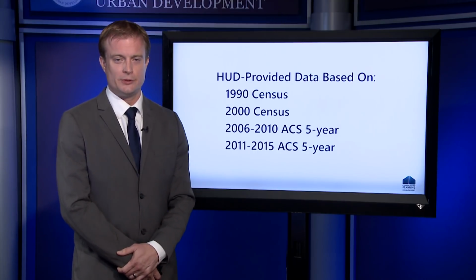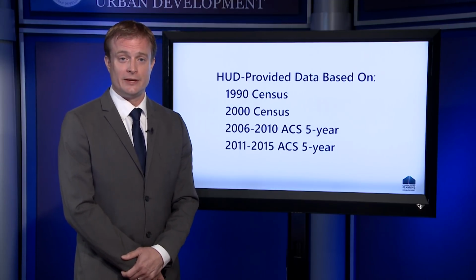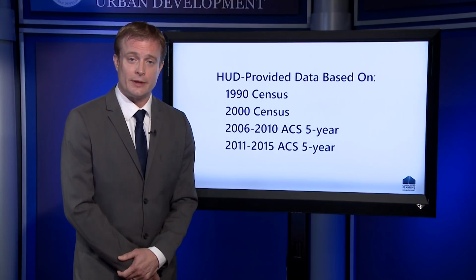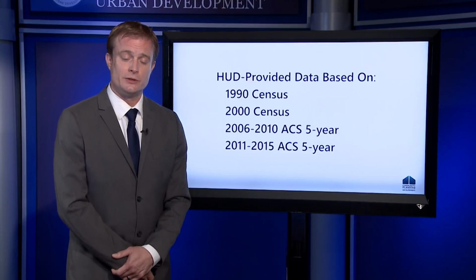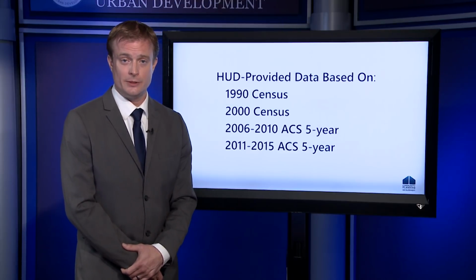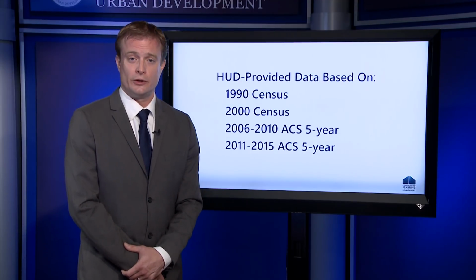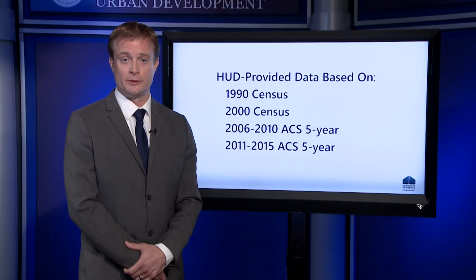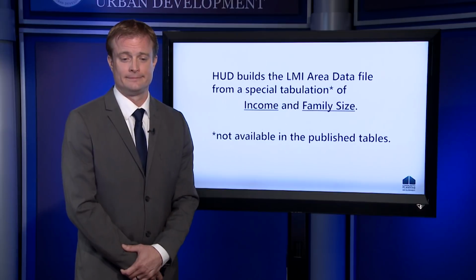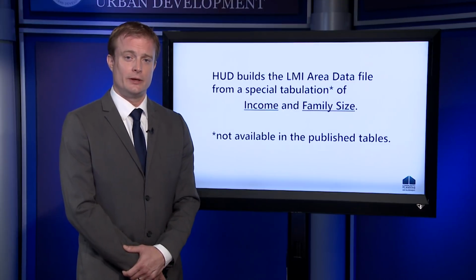So over the years, HUD has provided data on the LMI status of our residents based on a variety of different vintages of data from the US Census Bureau. We've used the 1990 decennial census, the 2000 decennial census, and then switching to the 2006 to 2010 American Community Survey, or ACS, 5-year estimates. And then currently, we're on the 2011 to 2015 American Community Survey as the basis for our current LMI summary data.